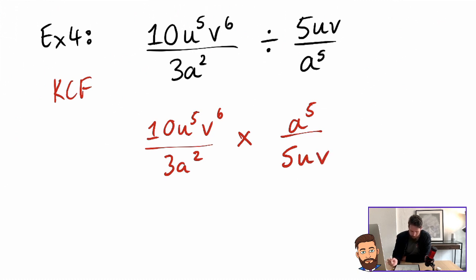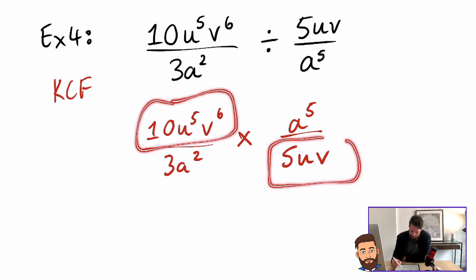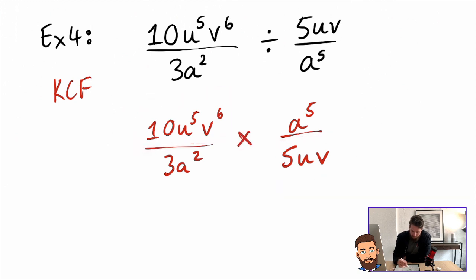Let's see if we can do some cross-cancelling now, and hopefully don't miss anything. If I check this diagonal with this diagonal, and again, it only works when we're timesing, I can see I've got 10 and 5, where I know I can cancel. 5 goes into 10 twice, and 5 goes into 5 once.